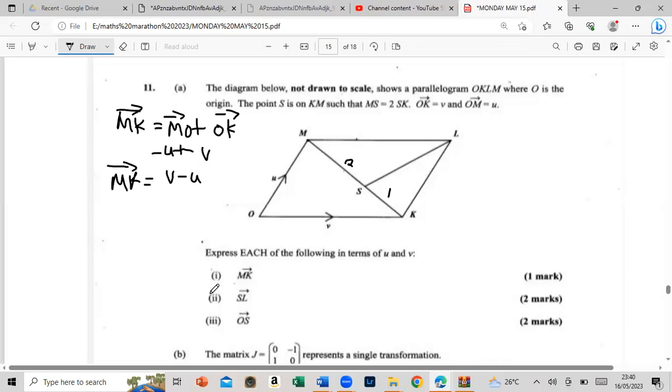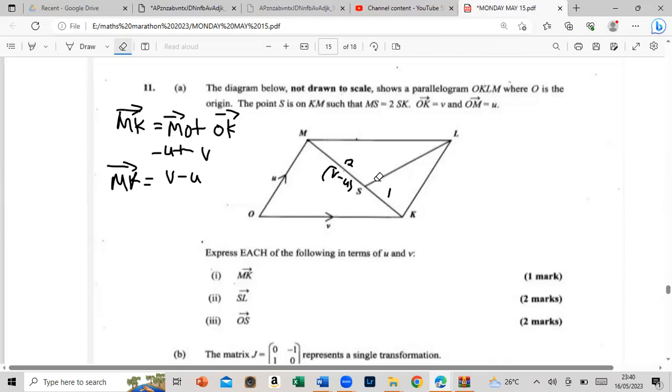All right, now they ask us from S to L, which is from here to here. Now we know that this MK is V minus U. So the entire thing is V minus U. Let's put that in perspective. I'm gonna put it over here, so V minus the entire thing, and they gave us a proportion, right? They told us that from here, this MS is 2 times MK, so the ratio is 2 to 1.